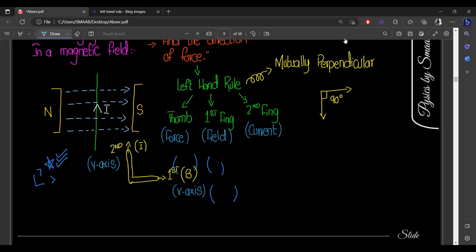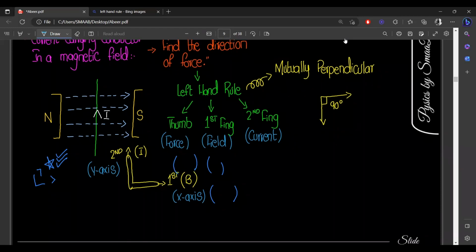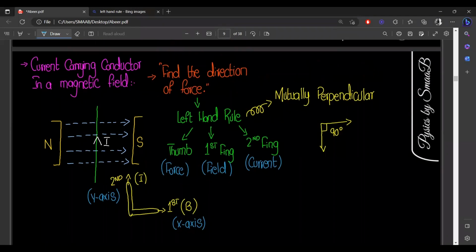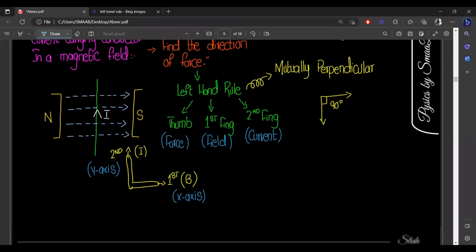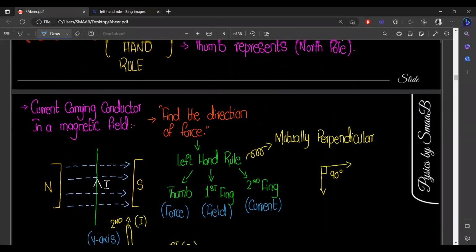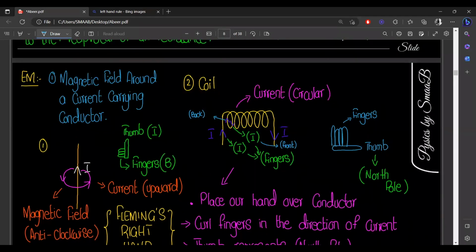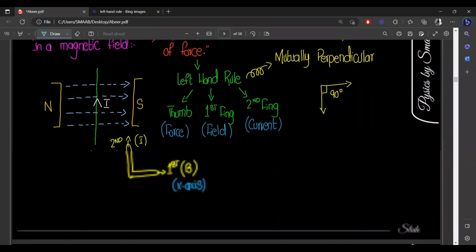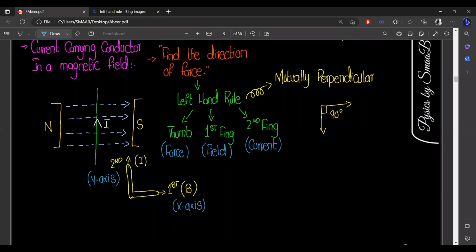Okay, so this is our left hand rule. And in this left hand rule, we get the concept of how to place our left hand and what we are getting from the left hand, right? So I think there is no more confusion in the left hand rule. Yes, sir. Okay, further we need to discuss the DC motor and AC generator. So we will continue with that revision also in our class.